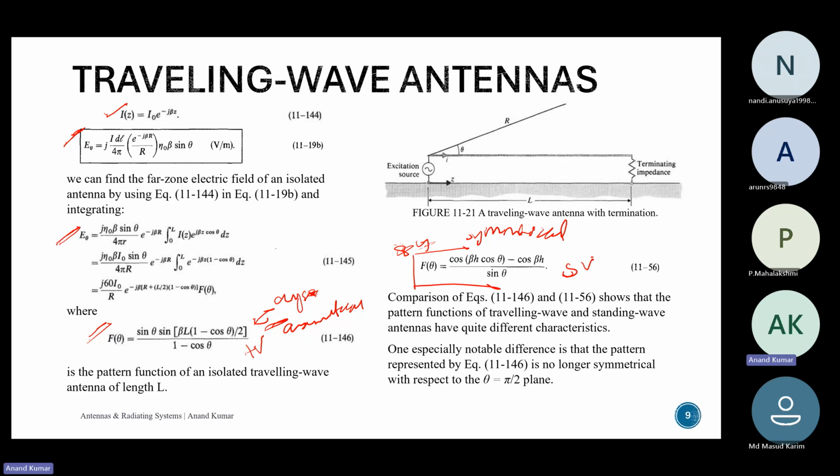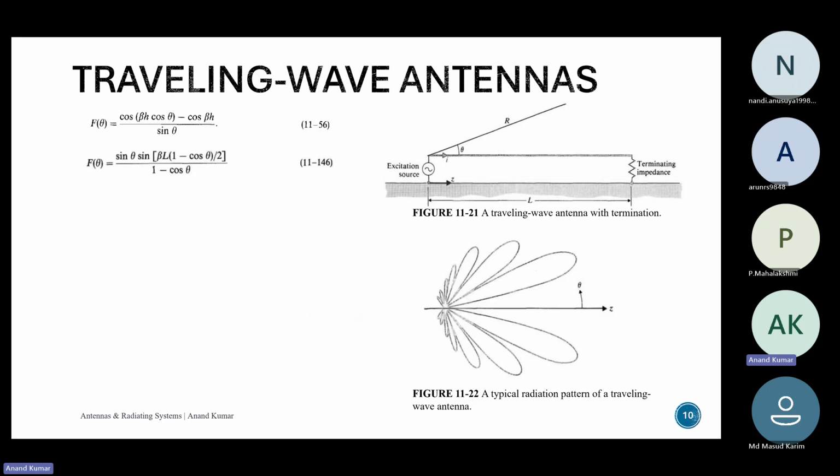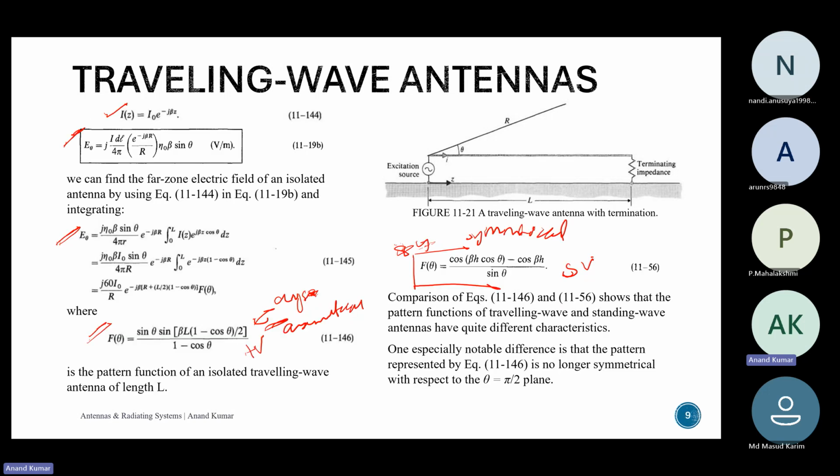So that's the difference. So this is for the derivation for the traveling wave antennas. Okay, maybe I should pause over here and take any questions if you have.